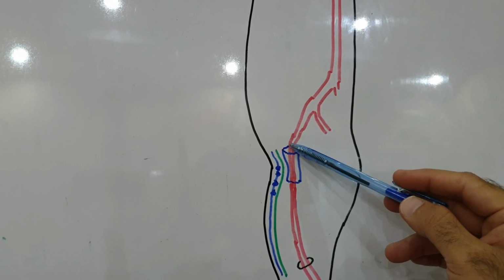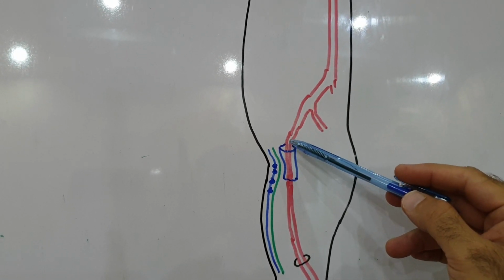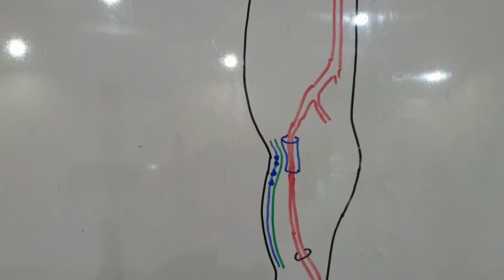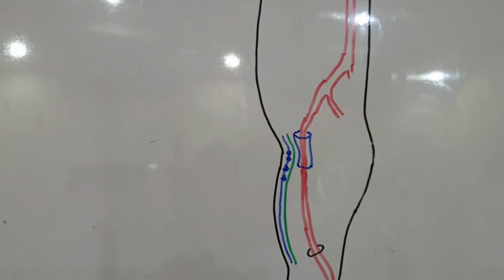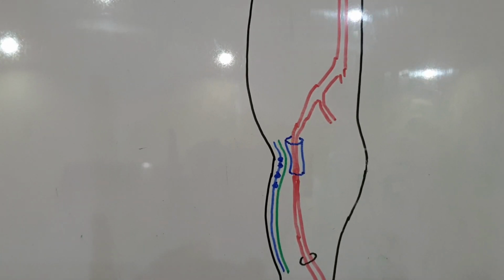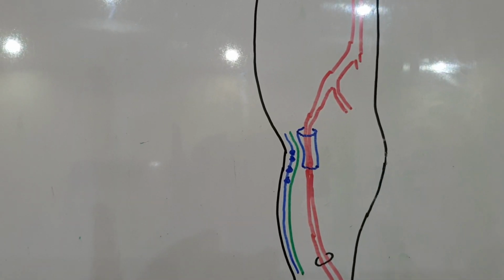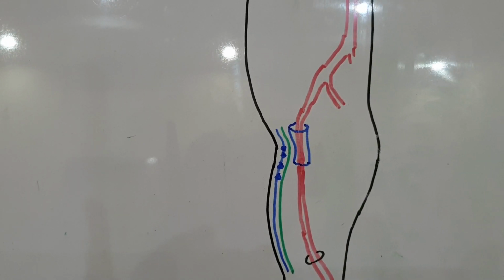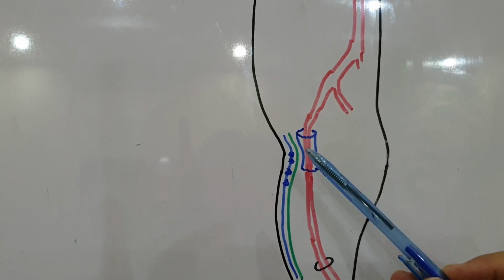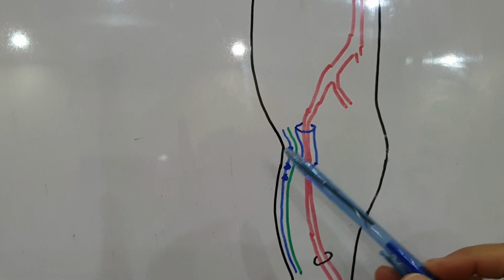The external iliac artery enters the thigh by passing behind the inguinal ligament. As it crosses the inguinal ligament, its name has been changed and now it is called the femoral artery. And as the femoral artery enters the thigh, the upper 3 or 4 centimeters of the femoral artery are covered by the femoral sheath. So let's see its relation from the anterior side first.